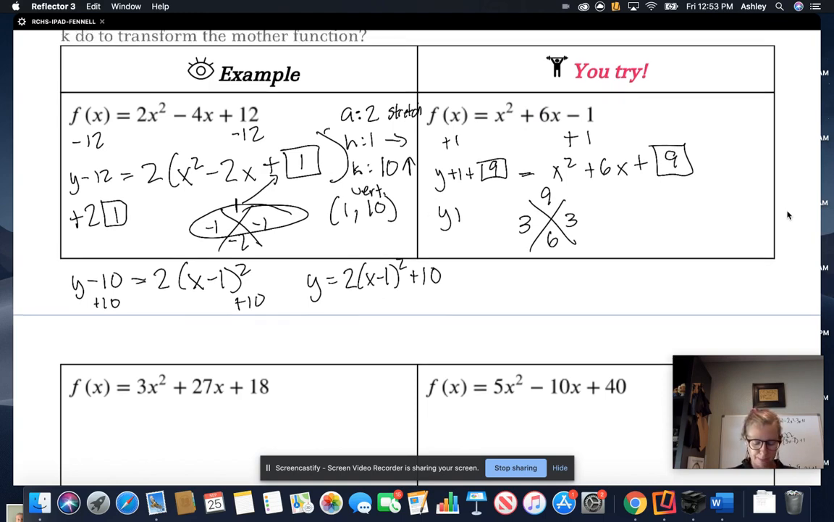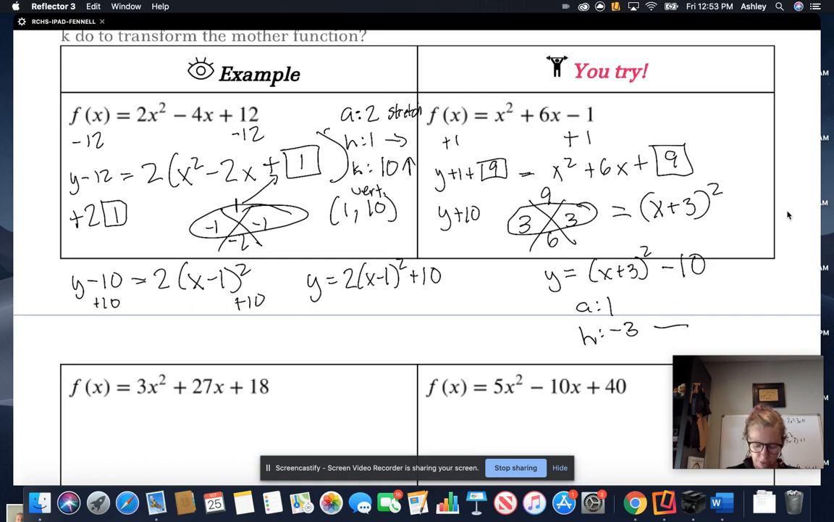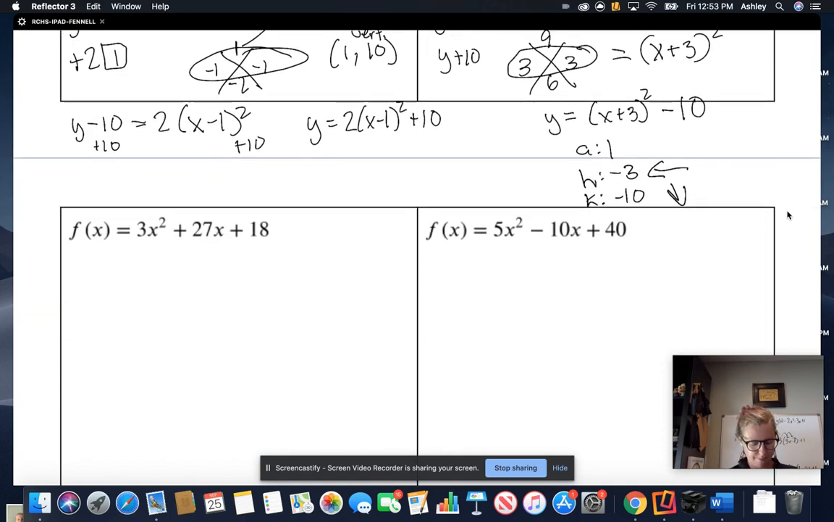On the left, I now have y plus 10. And on the right, I'm going to take these factors and say that that is equal to x plus 3 squared. Now all I have to do is subtract 10 on both sides. So now I have y equals x plus 3 squared minus 10. So a is going to be 1 in this case. It does not transform the function because it's the same as the mother function. H is going to be negative 3. We're going to shift left 3. K is going to be negative 10. We're going to shift down 10.